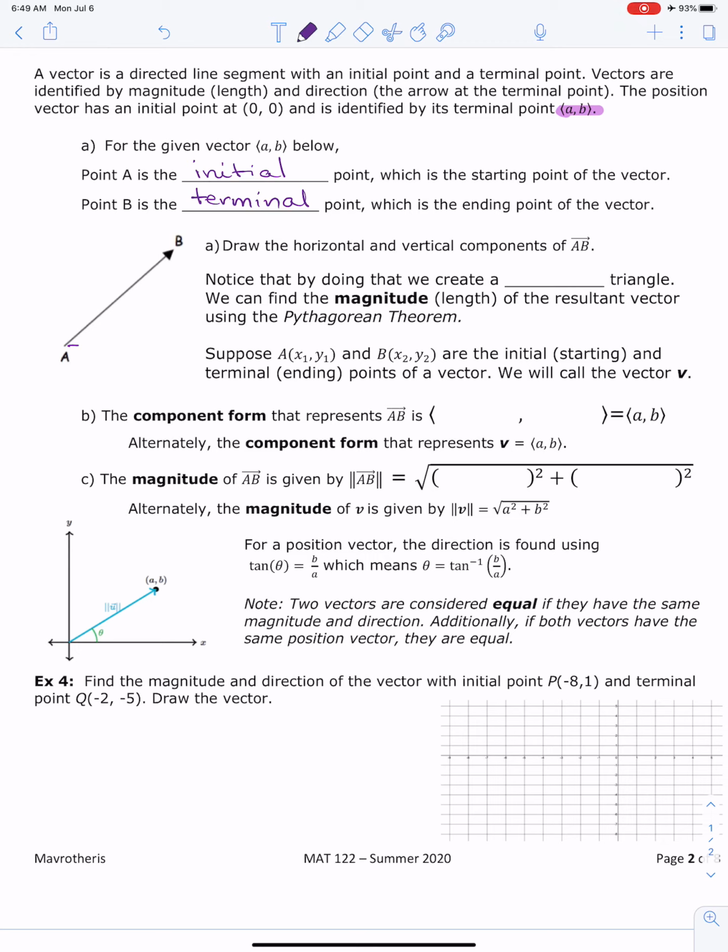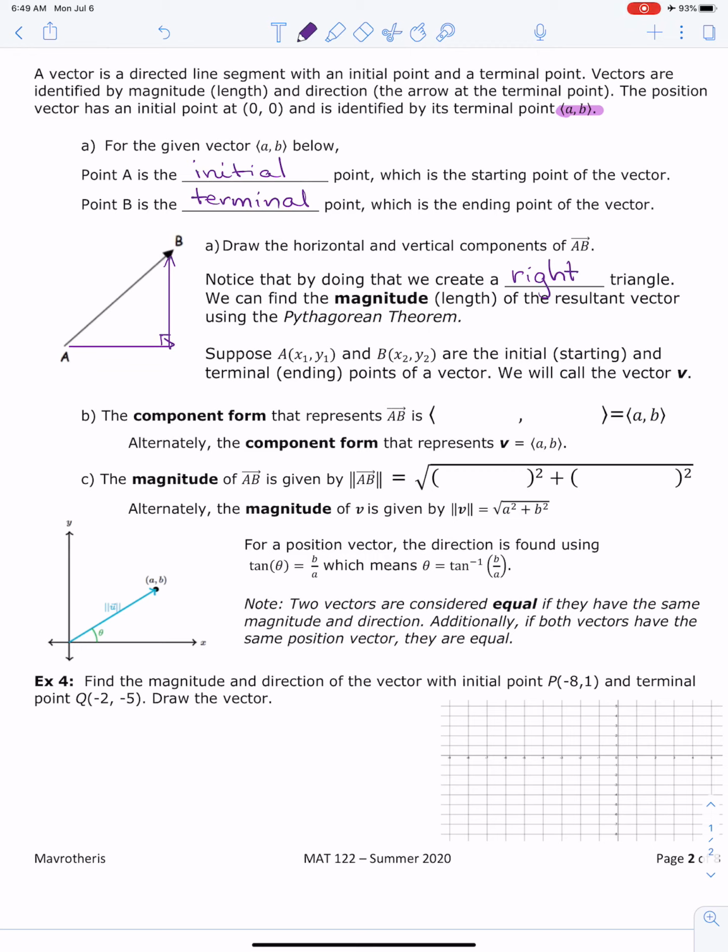So our horizontal component is just same thing I did on the graph. It's how far I go to the left or the right. My vertical component, how far I move up or down. Okay. Once I do that, because I'm moving completely horizontally or completely vertically, I create a right triangle. Just going to take us back to using the stuff that we used in our right triangle trig.